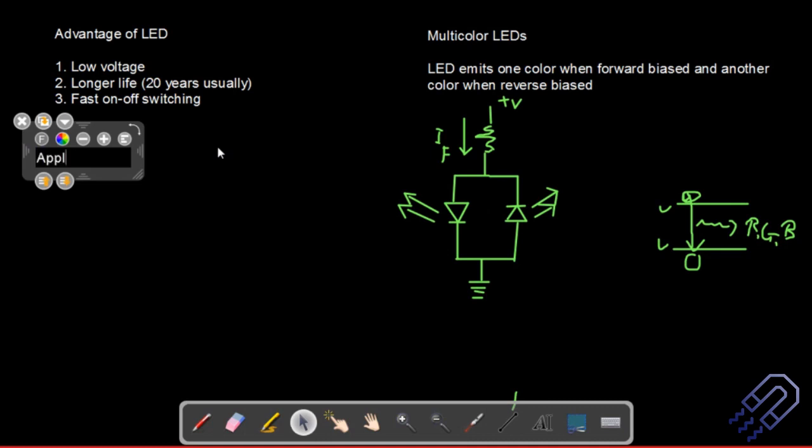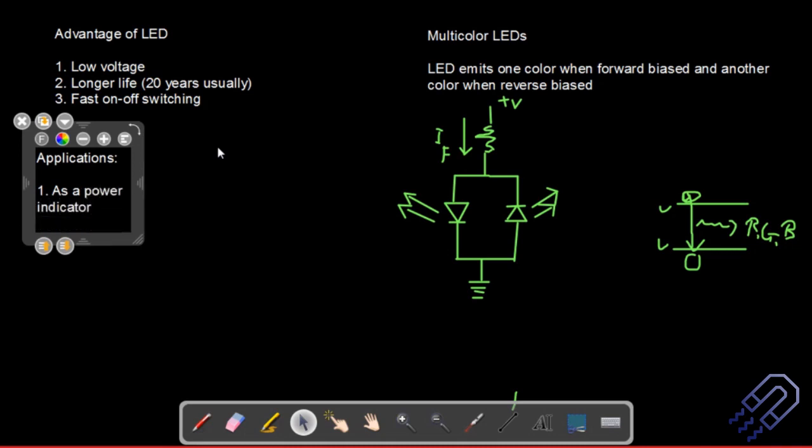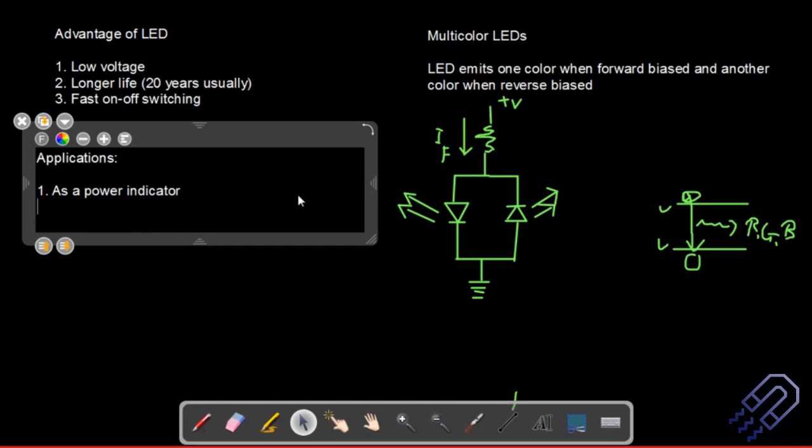I think we cannot just talk without the application part. There are many applications. You can do a bit of study on your own, but the most common is as a power indicator, which we observe in our day-to-day life. And one more application, let me say, the 7-segment display.